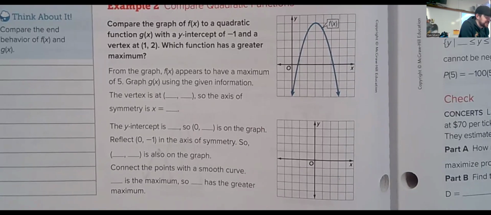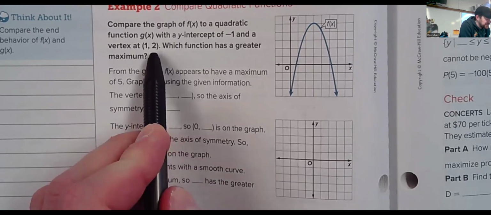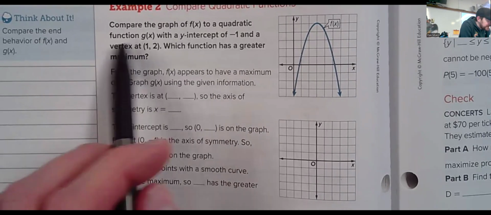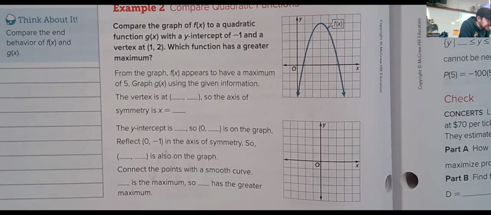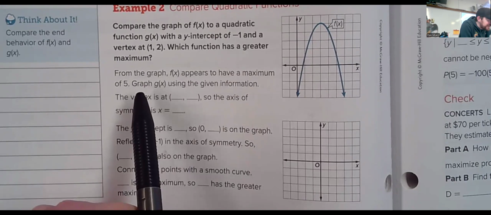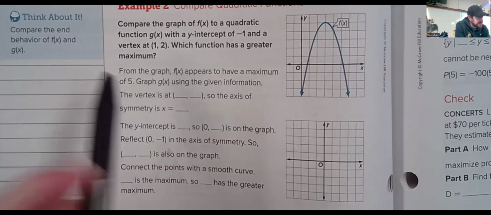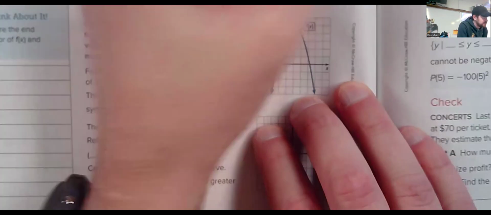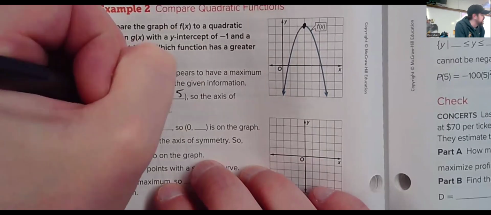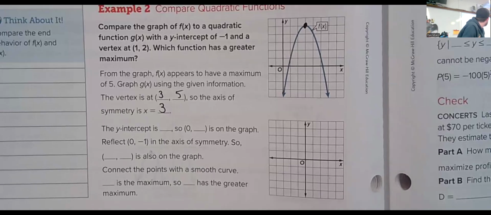By the way, we could probably answer this question without doing any of this work. Because the vertex is at (1, 2), now we don't know anything really about g of x in terms of what the a value is, because I don't see a function there, but we'll see what happens. From the graph, f of x appears to have a maximum of 5 because the vertex is right here at the point (3, 5). And the axis of symmetry is x equals 3 because that's where the x value of the vertex is.